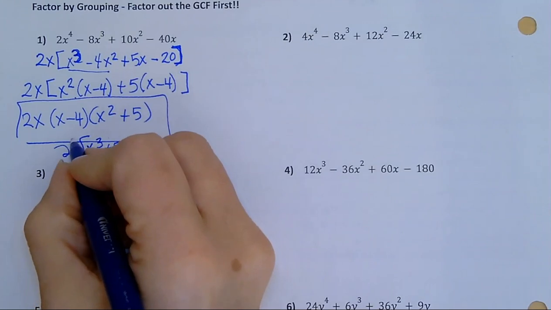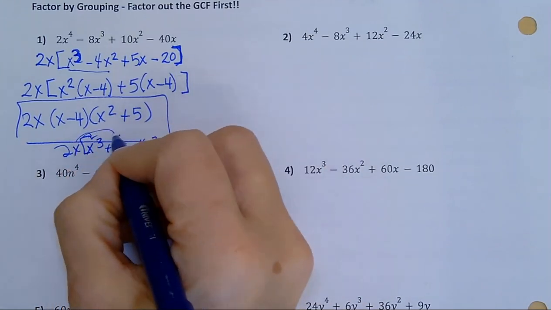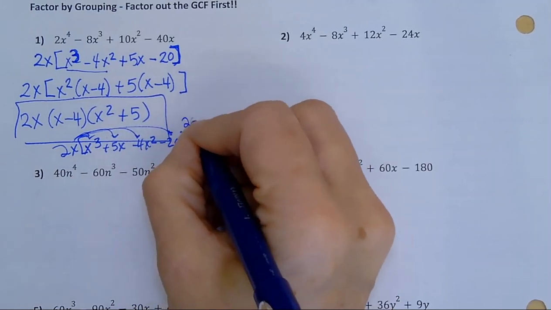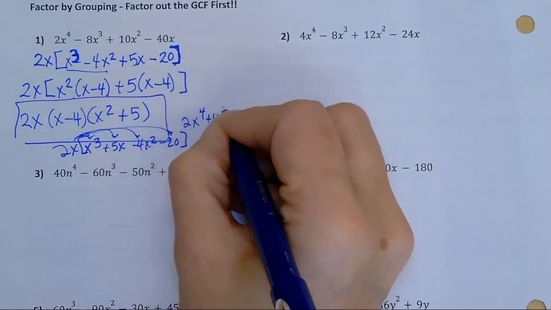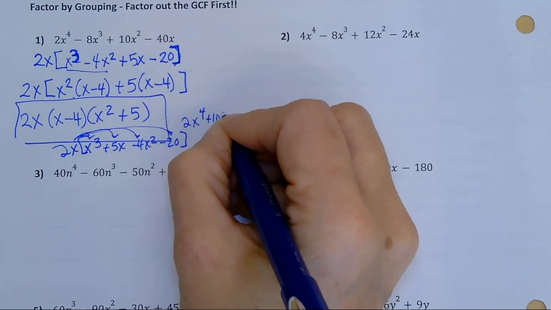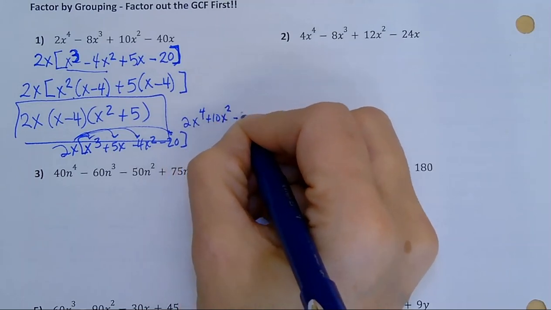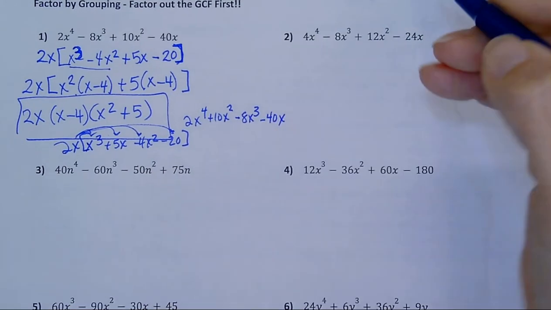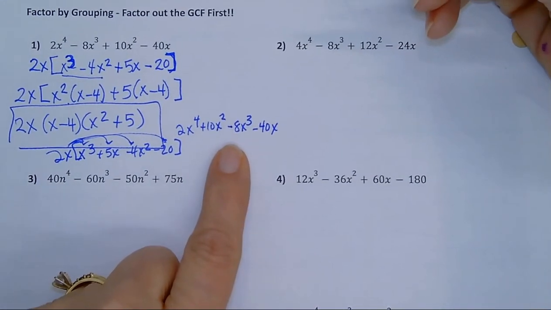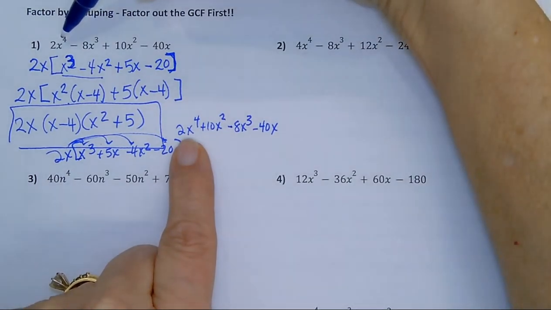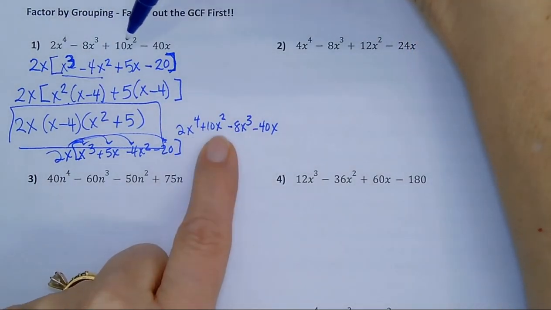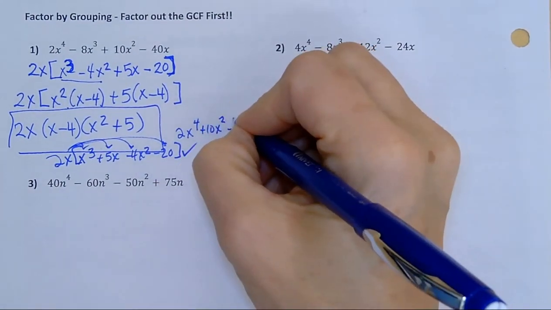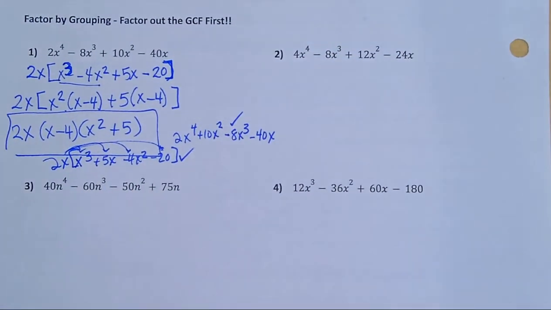So when I check, I'm going to distribute that. This is just me checking, okay? I'm going to have 2x to the fourth plus 10x squared minus 8x cubed minus 40x. I know it's out of order because when I used FOIL, I kind of bumped it out of order. 2x to the fourth plus 10x squared minus 8x cubed minus 40x. Thank goodness that checked out. So that is my answer.